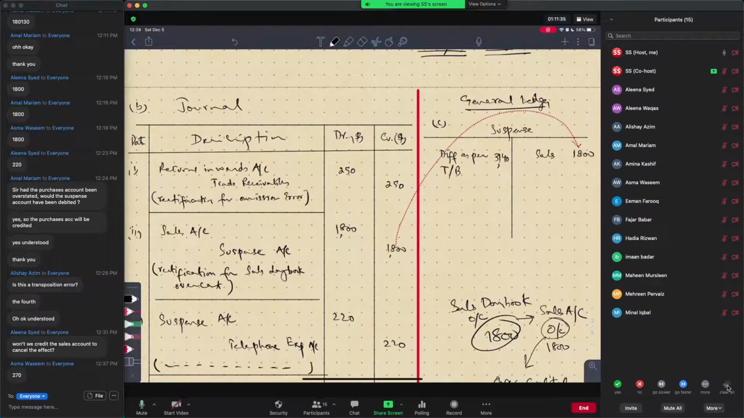Do we agree with the posting part of the suspense account? Give me a green check here, right? Amal, Fajr, Hadia, Iman Badr.